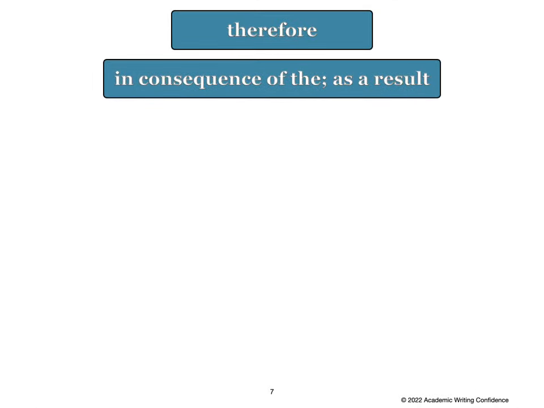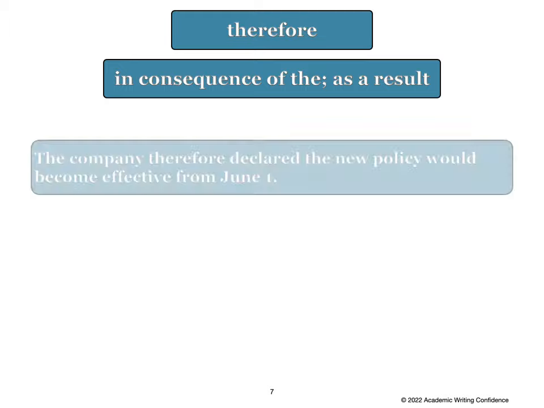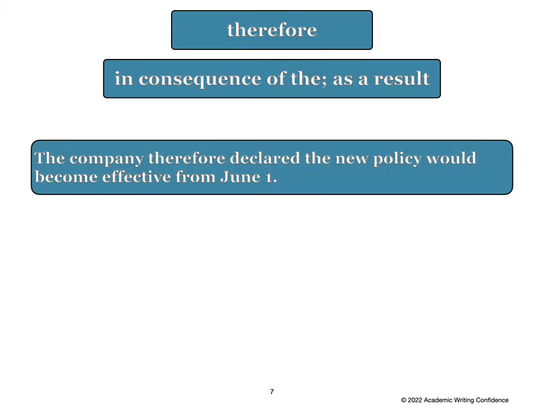Therefore is a word that is often used as a transition word. It means in consequence of the or as a result. The company therefore declared the new policy would become effective from June 1st. We had the same sentence with the word thereby earlier. You can see that they are very similar. In this next sentence, we have used both the word therefore and thereby.